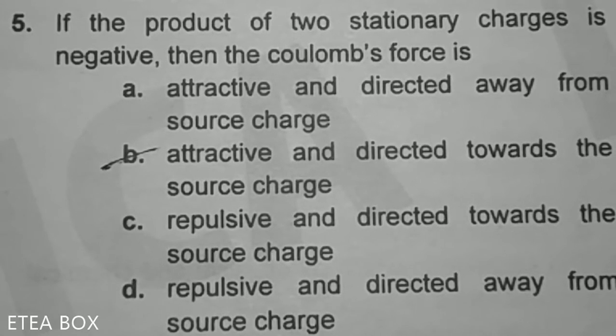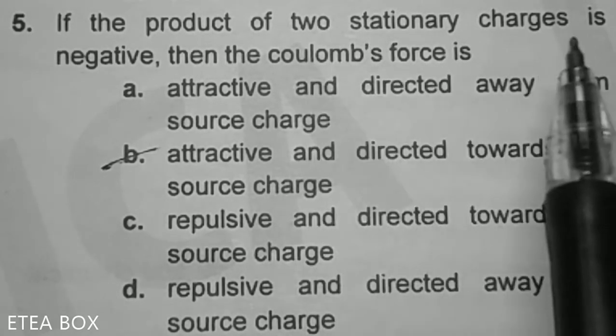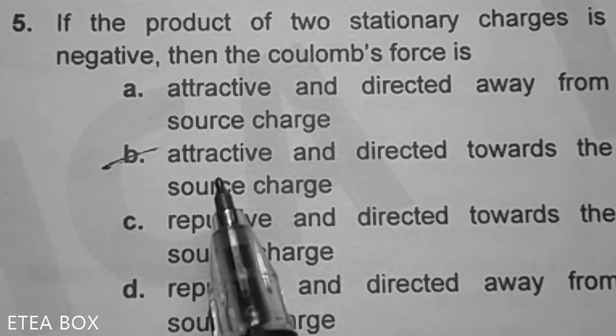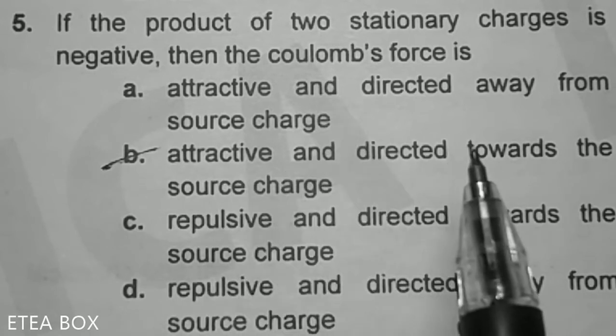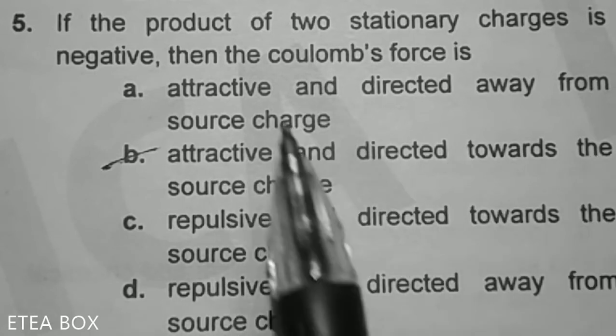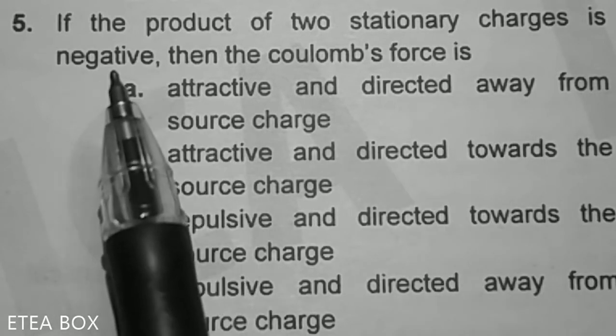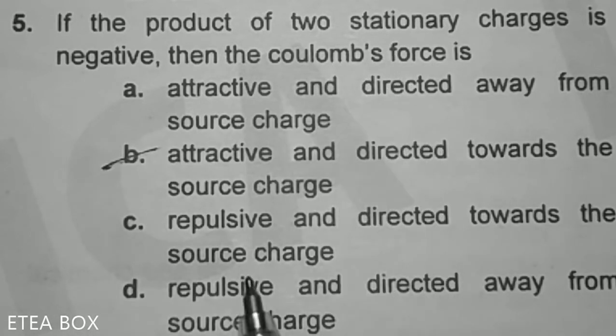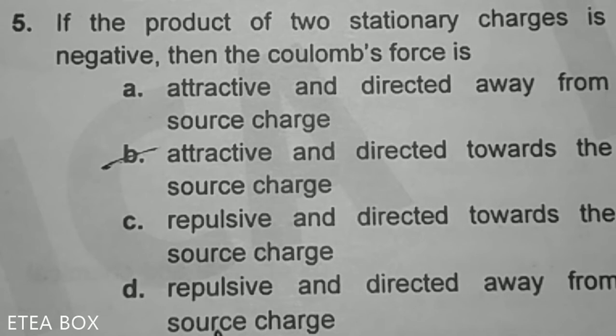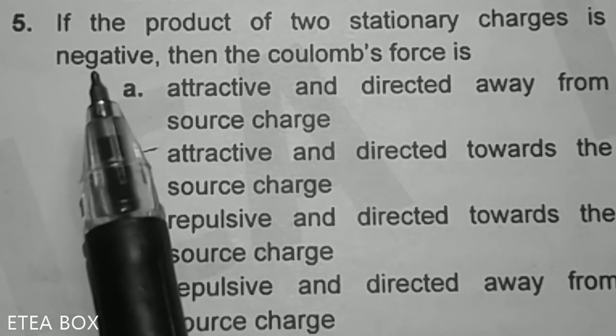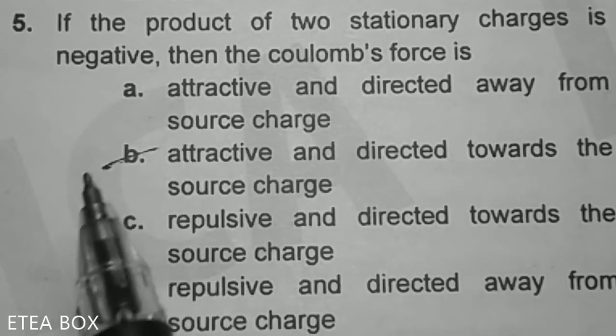So the conclusion is that if the product of two stationary charges is negative, then the Coulomb force will be attractive and directed toward the source charge. If the product of two stationary charges is positive, then the Coulomb force will be repulsive and directed away from the source charge. Okay, but here option B is correct.